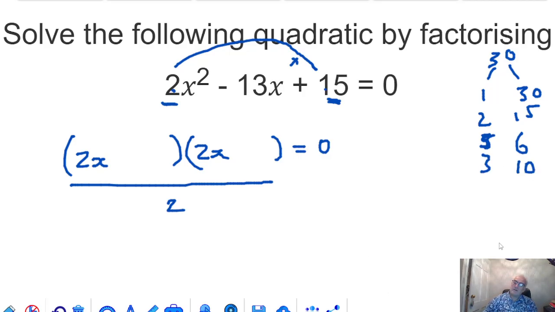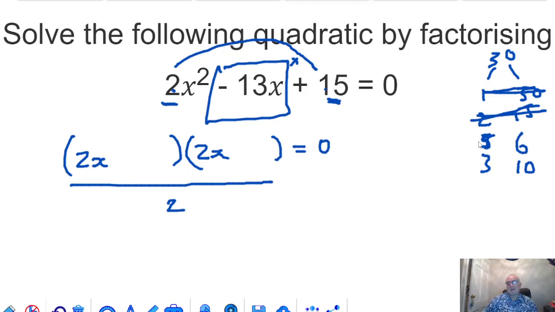Okay, 1, 2, 3 and 10, 5 and 6. So what numbers there can we see that we could make minus 13 out of? Okay, well actually 1 and 30, that won't. Okay, if both of them are negative, which they've got to be to get me that positive there, that's going to give me 17, so it's not going to be that one.